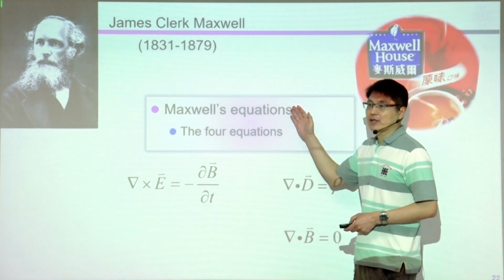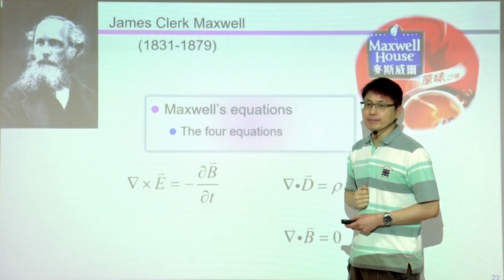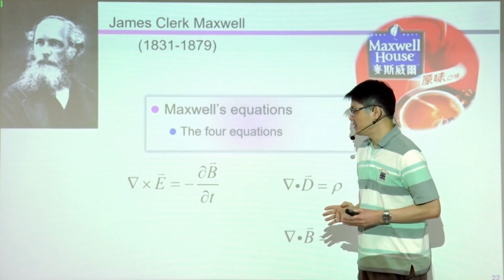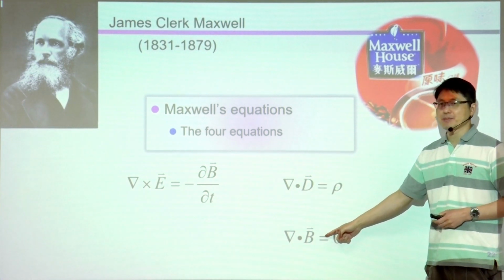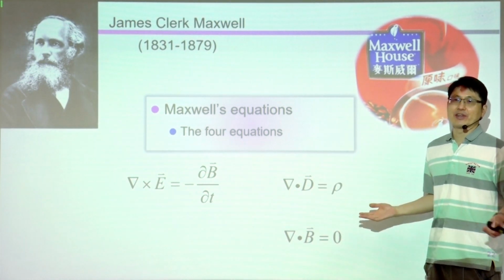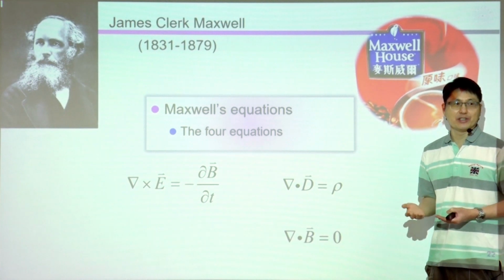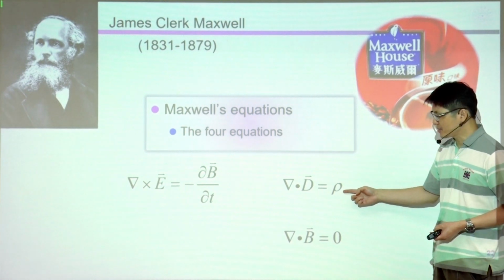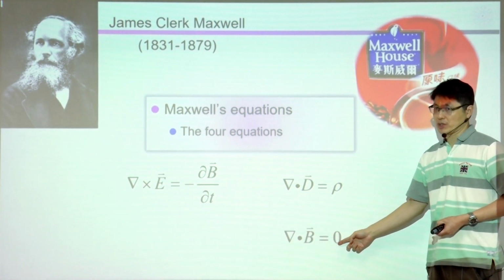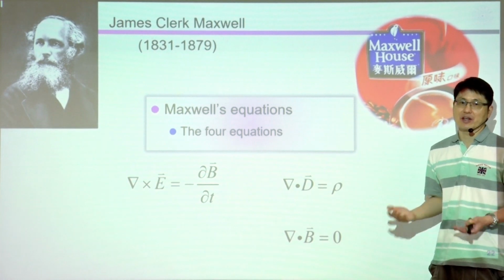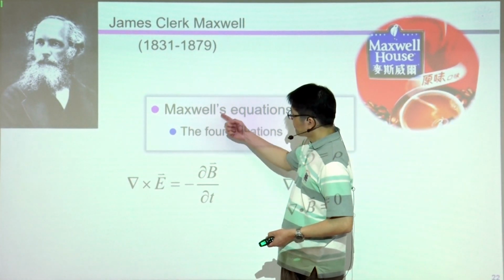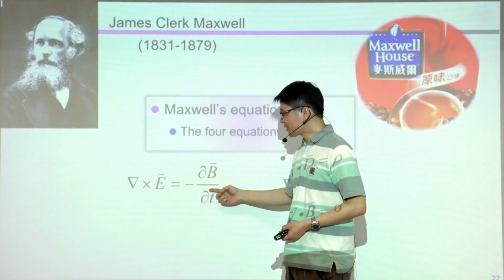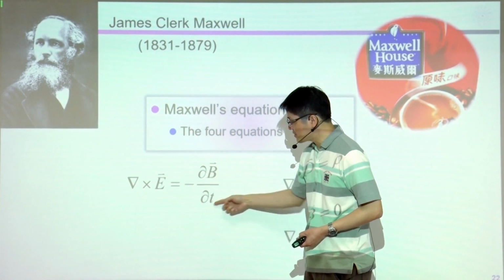Maxwell's equations, there are a total of 4 equations. Don't worry, the 4 equations are very familiar. Equation number 1 and equation number 2 are these two. Nothing new, right? Exactly the same as we learned in the past. Divergence D is equal to the free charge density, and divergence B is always equal to 0. So these two are actually called Gauss's law. And another of Maxwell's equations is the one we just learned, Faraday's law. Curl of E is equal to the negative time change in B.